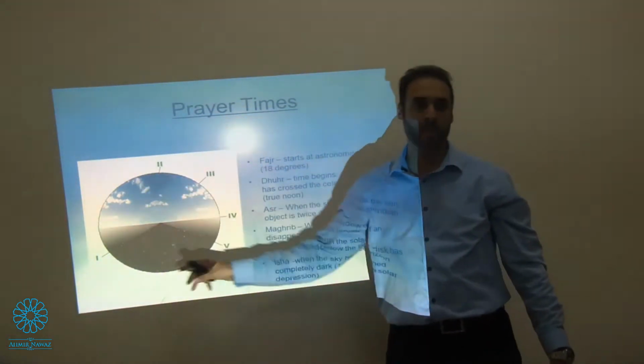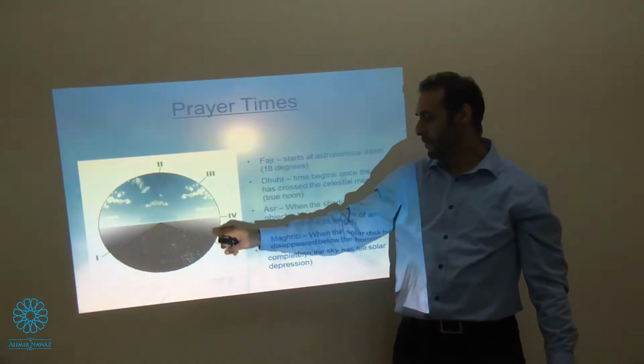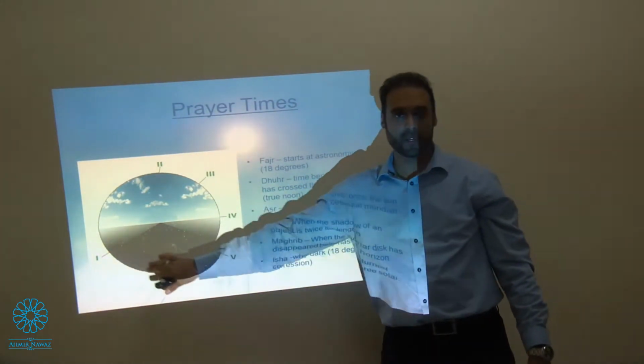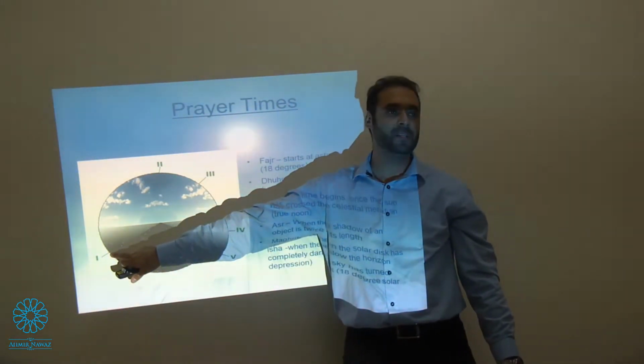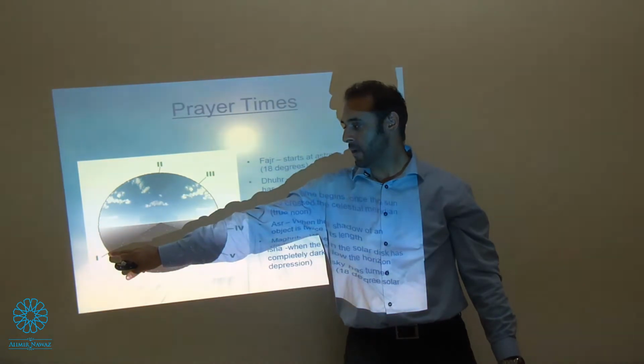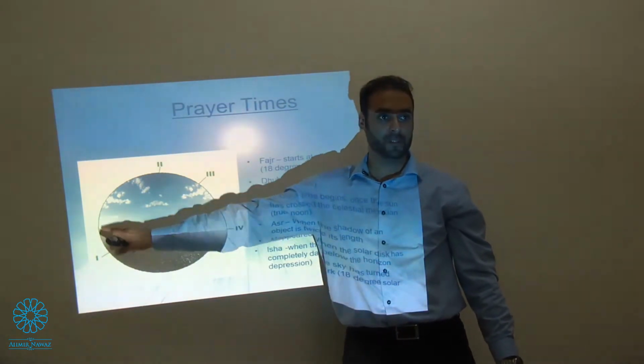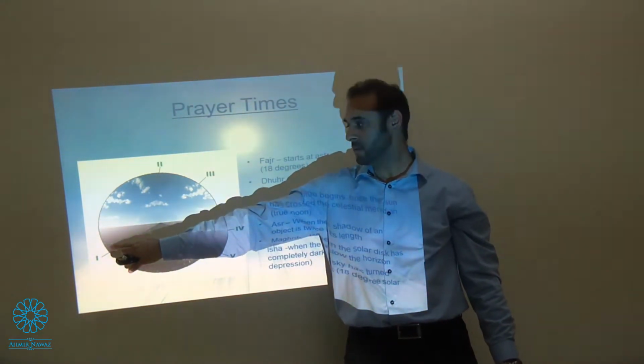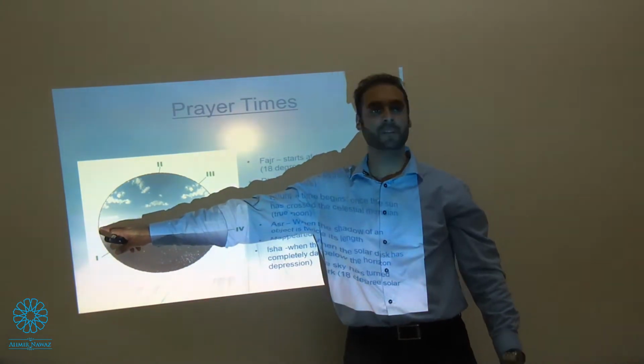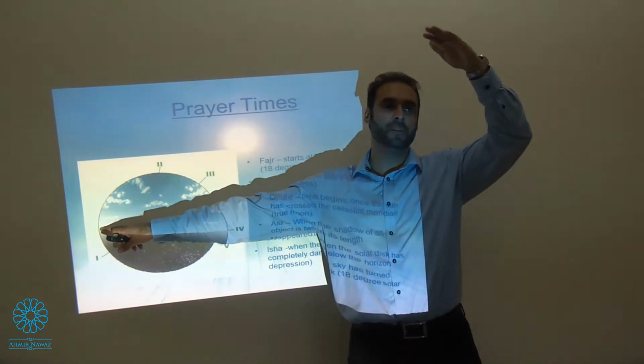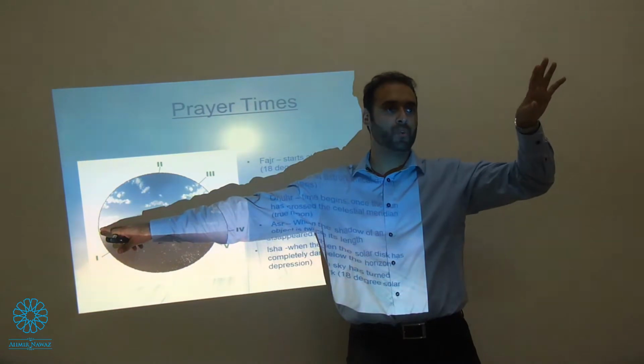Okay, so if this is a 24-hour clock, this is night time. That's when the sun is 18 degrees below the horizon. And this is when twilight starts. This is when dawn, the crack of dawn, starts. And it carries on until the sun's solar disk pops above the horizon. And then that's it. You can't pray Fajr anymore.